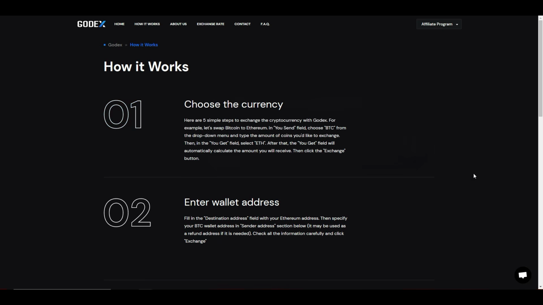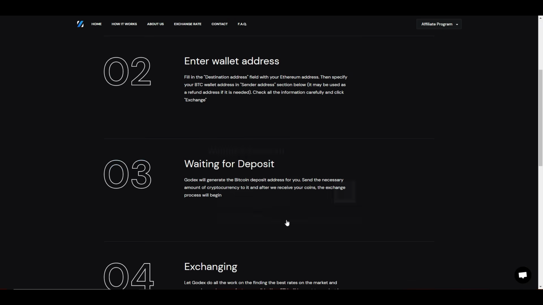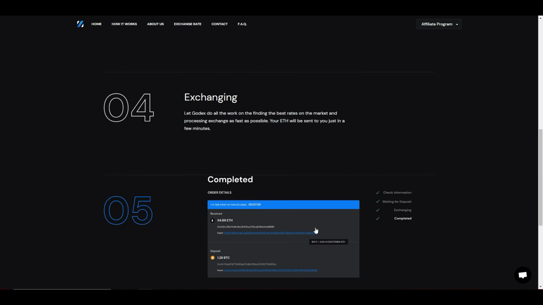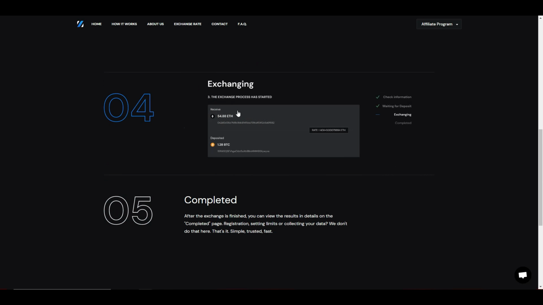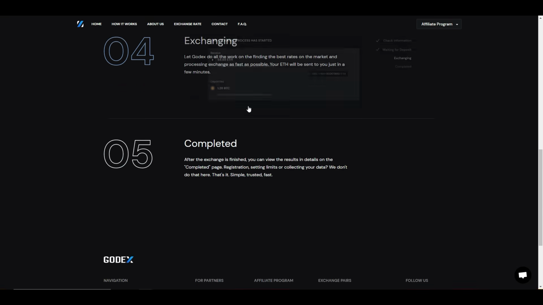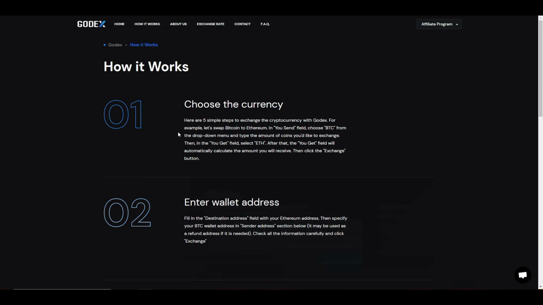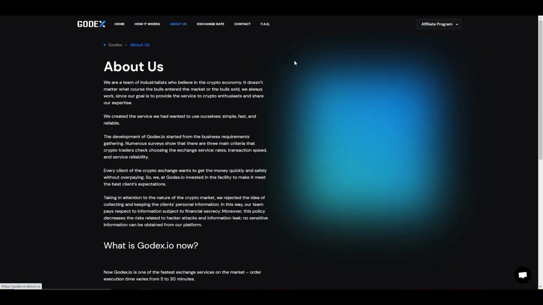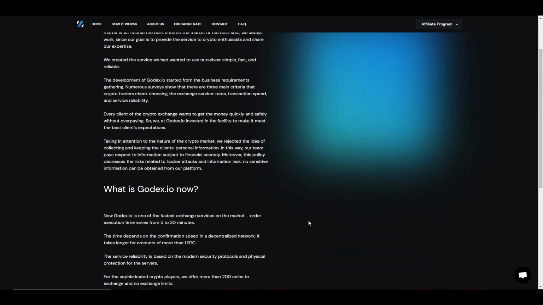You choose the currency, you enter your wallet address, you wait for the deposit, you do the exchange, completed, boom. And here it's actually giving you pictures of it to see what you should also be seeing on your screen. So great to see, guys. I love the fact that they're actually also providing pictures, making sure that it's as easy as it can be. It's amazing, guys. It's amazing all around, guys.